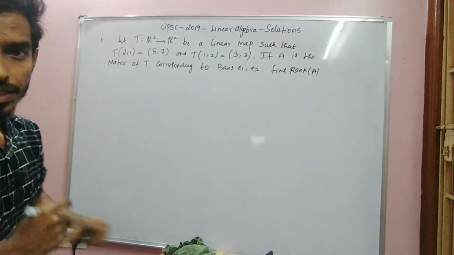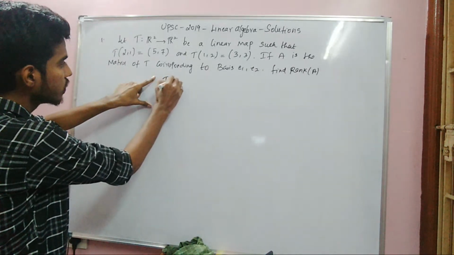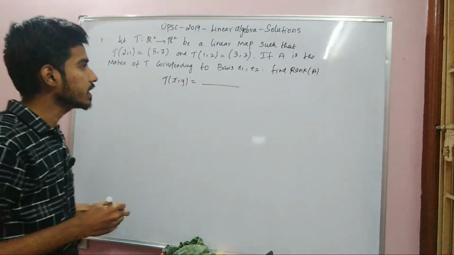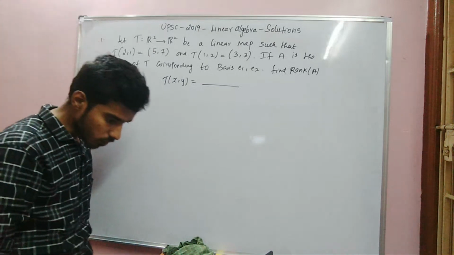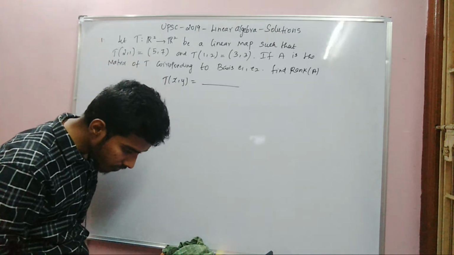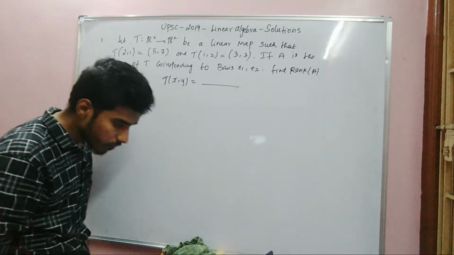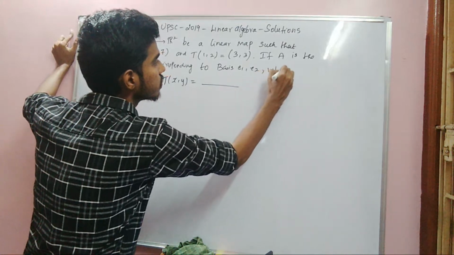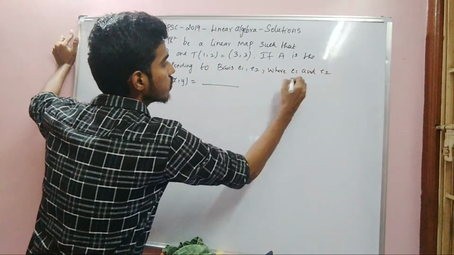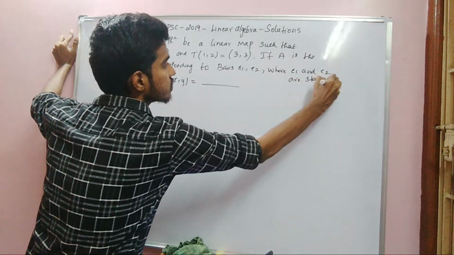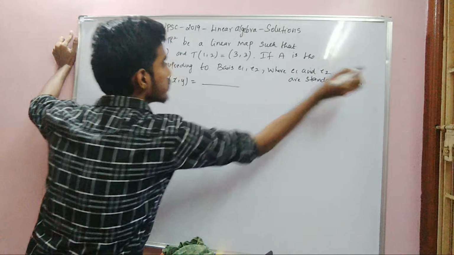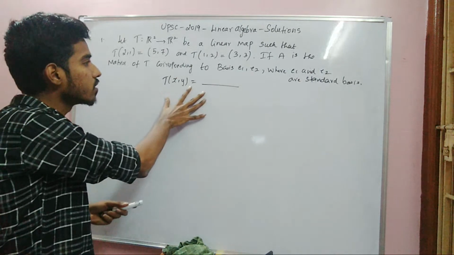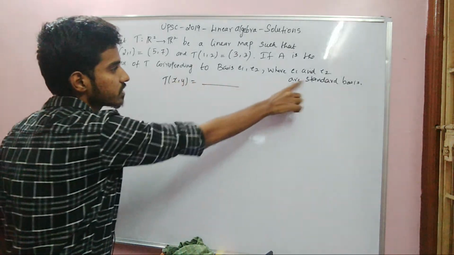Before finding the matrix, first we need to find T of (x, y). After finding T of (x, y), I can find the matrix of T corresponding to the basis E1 and E2, where E1 and E2 are the standard basis. So first we will find T of (x, y), and after that we will find the matrix for this transformation with respect to the standard basis.